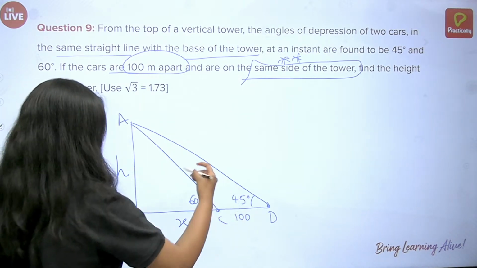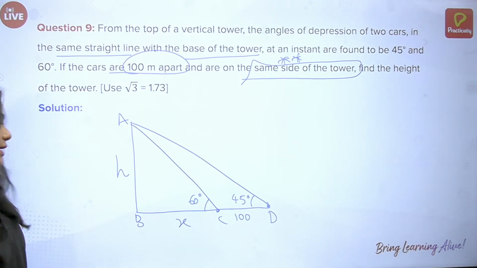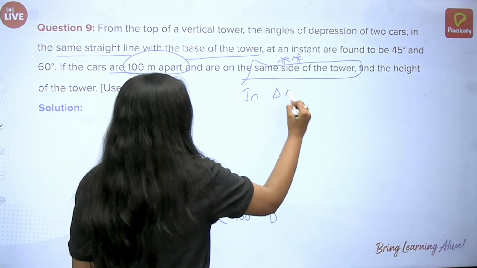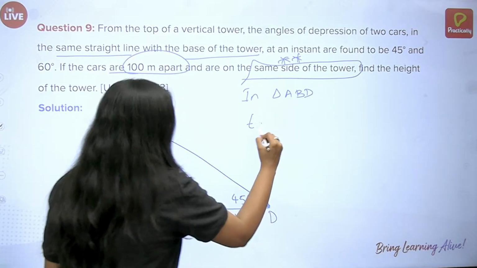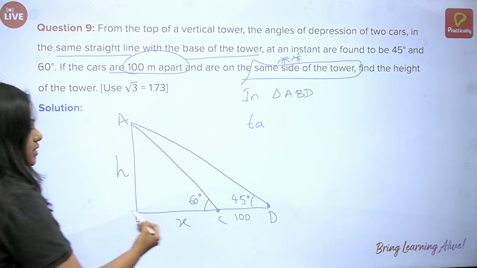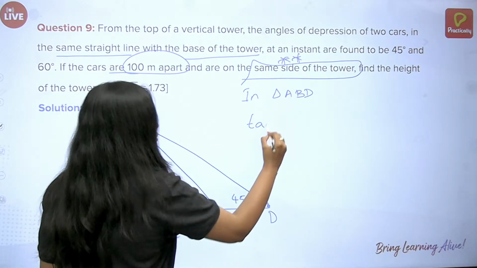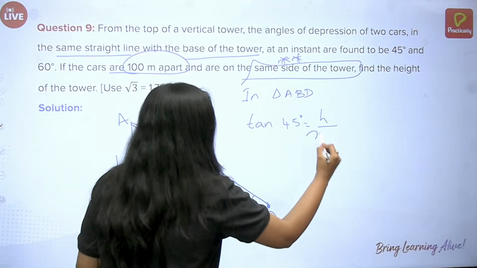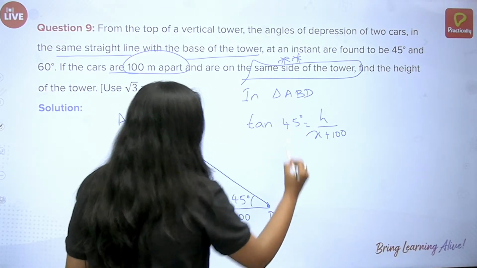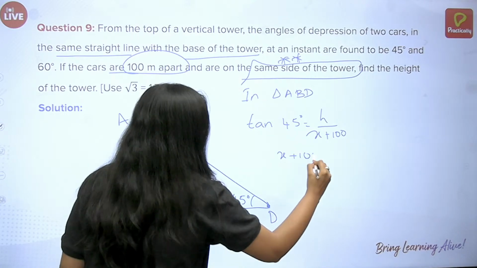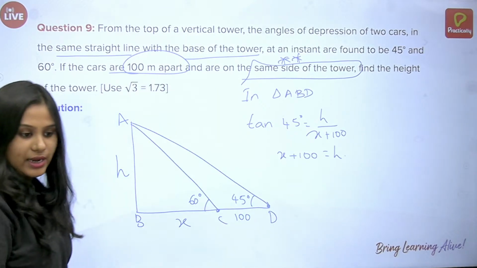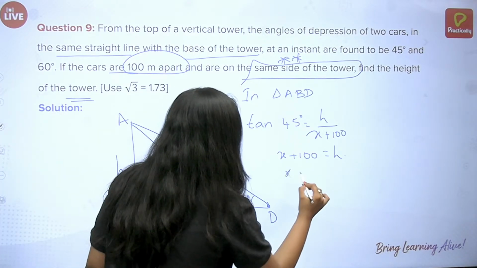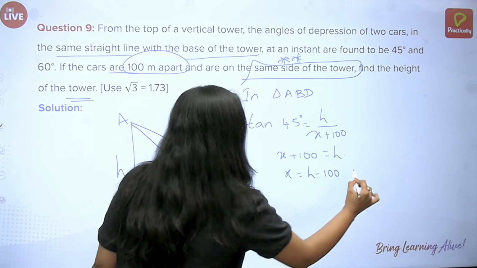Let us solve. We have to use the trigonometric ratios, correct? So in triangle ABD, tan 45 is equal to opposite by adjacent, AB by BD. So tan 45 is equal to H by X plus 100. Tan 45 is 1. So X plus 100 is equal to H. Correct? But at the end, we want the height of the tower. So let us write X is equal to H minus 100. Okay.